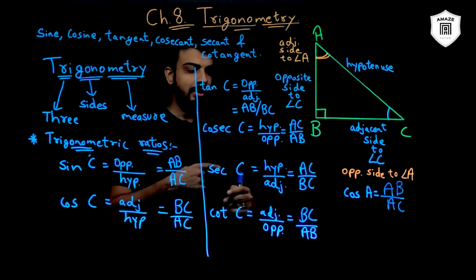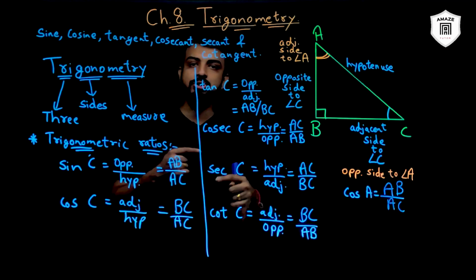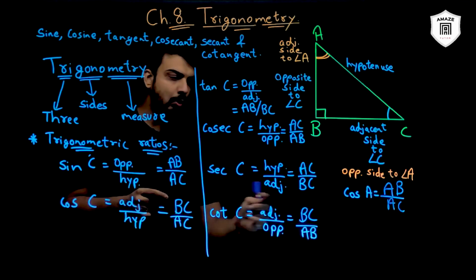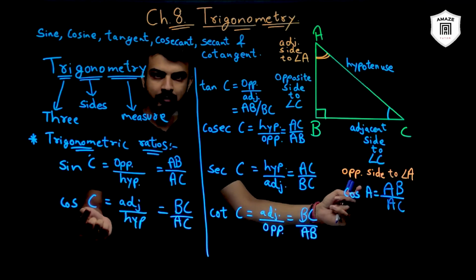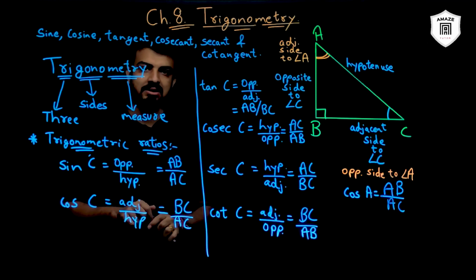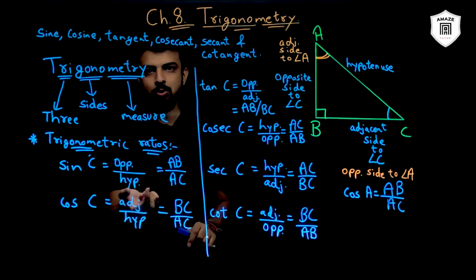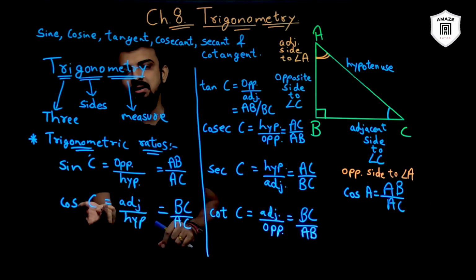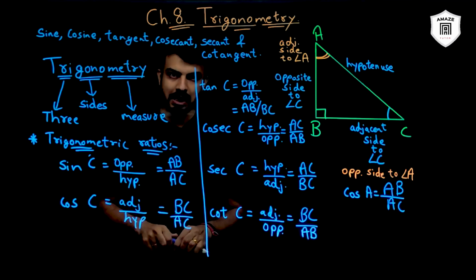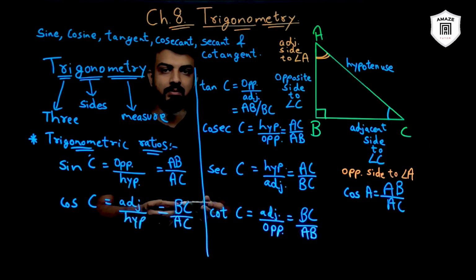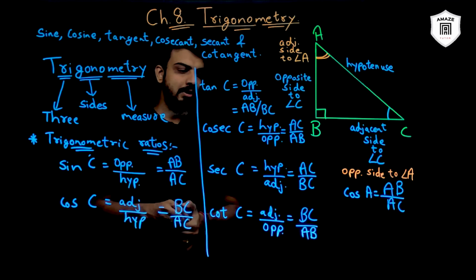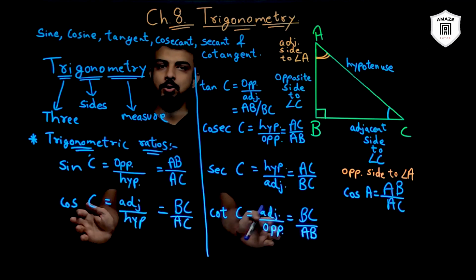Okay. So this ratio is going to change as per what angle you are selecting here. The formula remains the same, adjacent upon hypotenuse. So if it is angle C written here, it will be adjacent to angle C. If it is A written here, then adjacent to angle A, right? Hypotenuse remains the same. Now, I hope this is all clear to you.